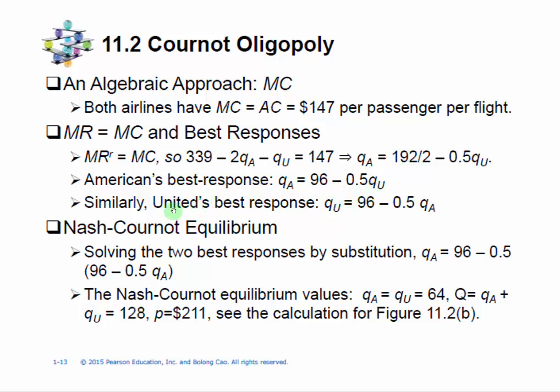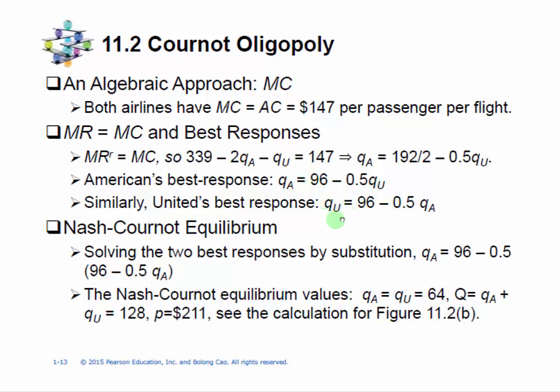Similarly, United Airlines' best response is QU equal to 96 minus 0.5 times QA. These two best response functions meet at the Nash-Cournot equilibrium. So we need to solve these so-called two equations for two unknowns. Basically, the way we can solve this so-called system of two equations and two unknowns is to bring the expression of one unknown into the other equation.